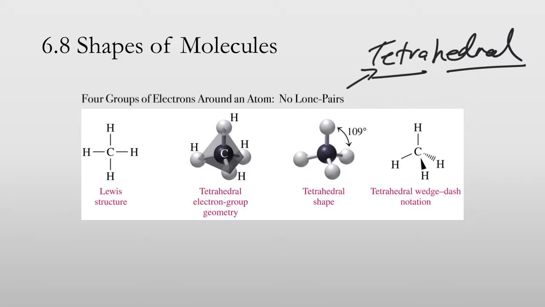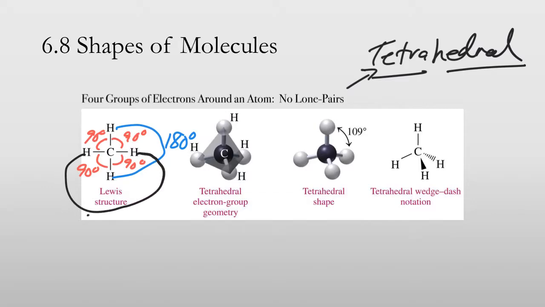It's called a tetrahedron when you have 4 groups of electrons around an atom. The reason is that if you look at this, there's a 90-degree angle here, 90-degree angle there, 90-degree angle here, 90-degree angle there. And that looks really symmetrical. But what we also have to look at is the bond angle between these 2 hydrogens, which is 180 degrees, and these 2 hydrogens, which is also 180 degrees. So 3-dimensionally, not symmetrical.